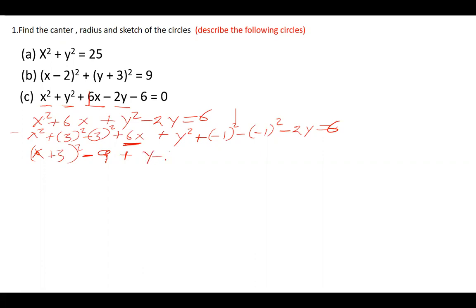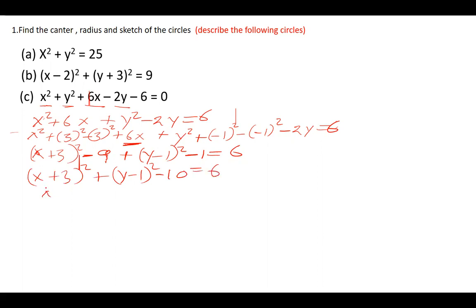this will be y minus 1 in brackets, then squared, then minus (-1) squared will just give us 1. Then we say this is equal to 6. So -9 and -1 will give us -10. So we have x plus 3 in brackets, squared, then plus y minus 1 squared, then this is -9, -1. This will give us -10. Then this is equal to 6.